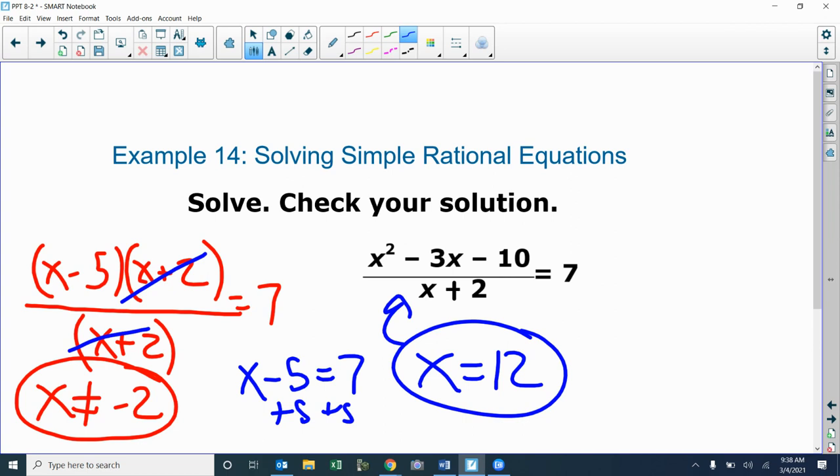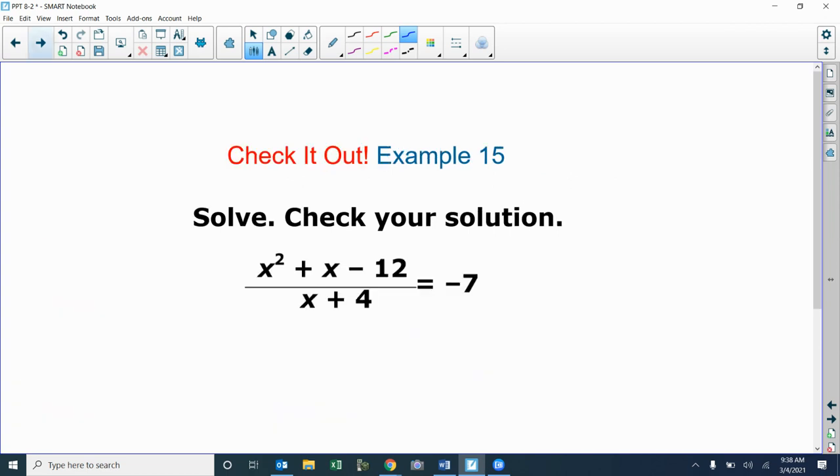Rational equations, how do we feel? It's not that much different than yesterday, is it? Everybody okay? Shada boom, shada bang. Try this one.